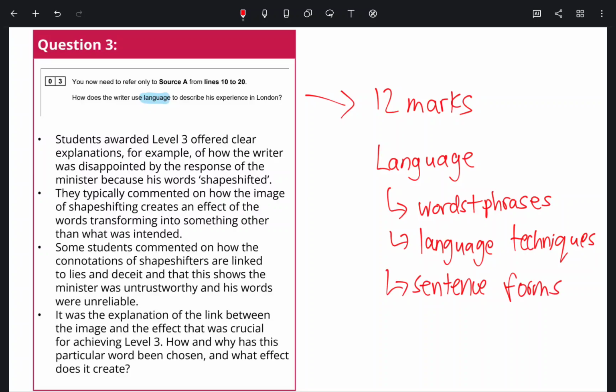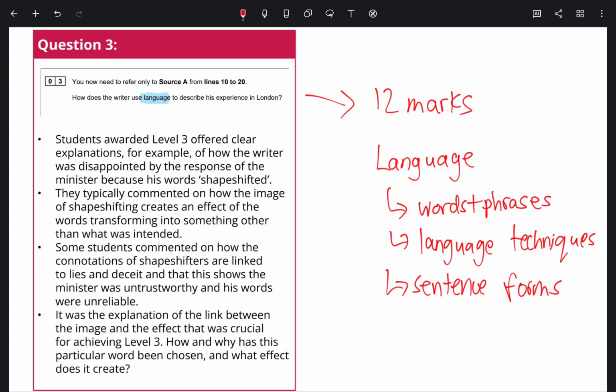Sentence forms. Now, students awarded level 3 offered clear explanations, for example, of how the writer was disappointed by the response of the minister because his words shapeshifted. These typically commented on how the image of shapeshifting creates an effect of the words transforming into something other than what was intended. And some students commented on how the connotations of shapeshifters are linked to lies and deceit, and that this shows the minister was untrustworthy and his words were unreliable. It was the explanation of the link between the image and the effect that was crucial for achieving level 3.